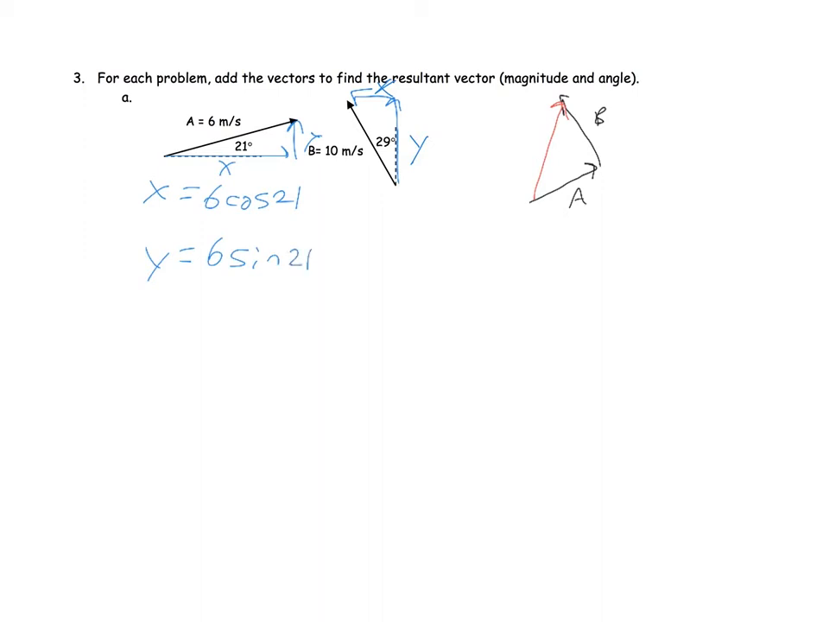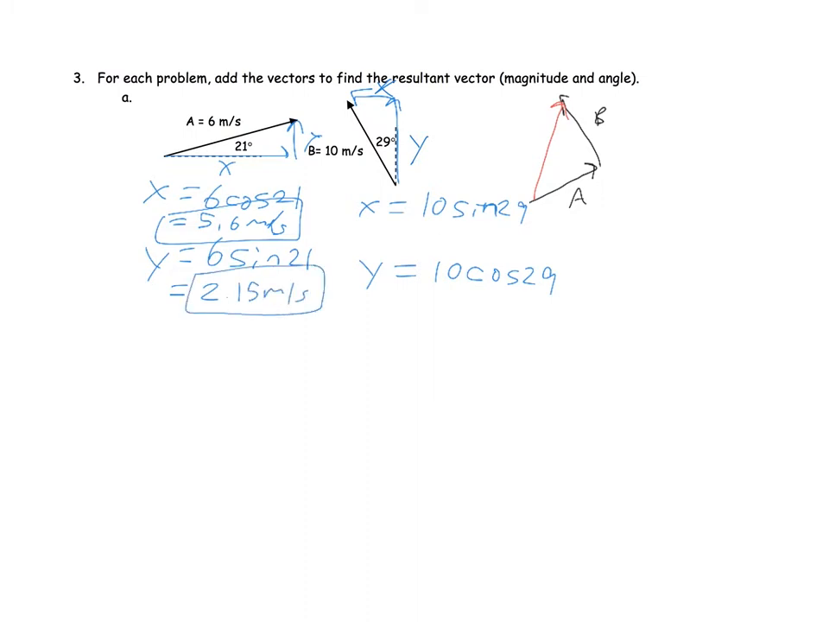All right, moving on to my other vector, the y side is now my adjacent, and the x is my opposite. So I'm going to say that x here is 10 sine 29, because sine always goes with the opposite side, and my y is 10 cosine 29. So doing my math, I get that this is going to be equal to 5.6 meters per second. I get that this is going to be equal to 2.15 meters per second.